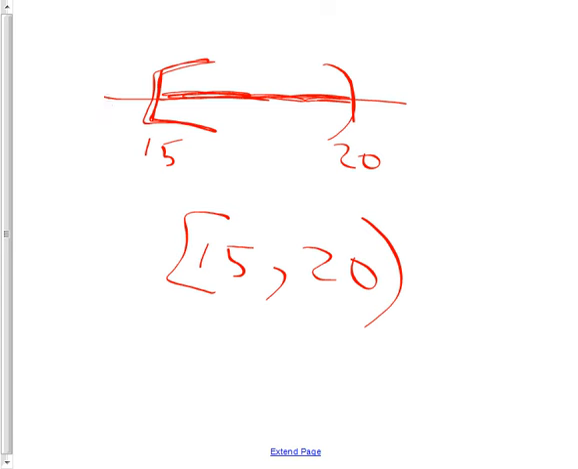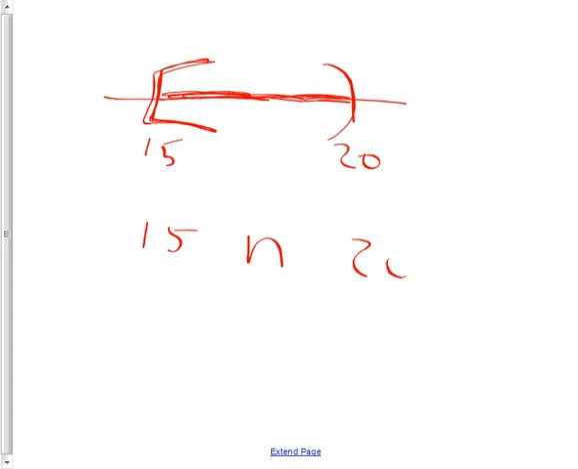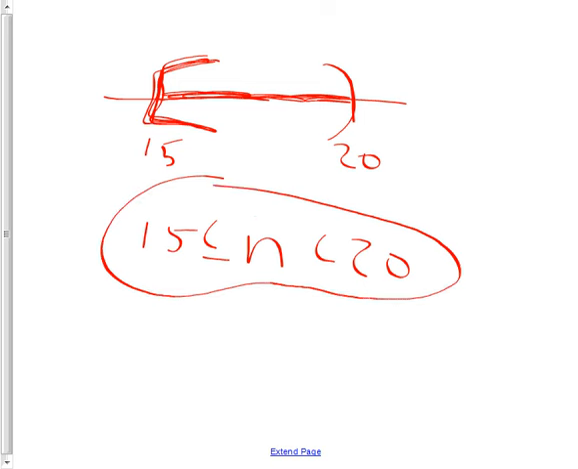Or if they ask for an inequality, you'd have to be able to say n is between 15 and 20, and, no, I'm wrong. You put less than signs. And then you just got to decide or equal to or not. That one's an or equal to because it's a bracket. It can be 15. And that's it. Any questions on that? That's called interval notation. It's supposed to be easy. Nothing really complicated here. Just a way to give you answers.